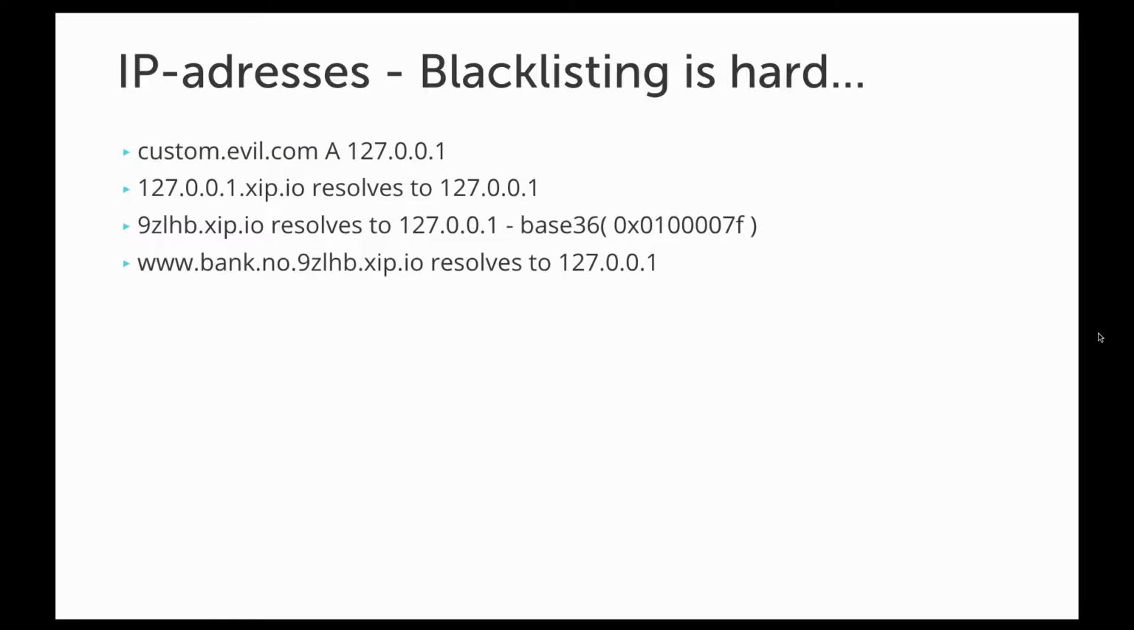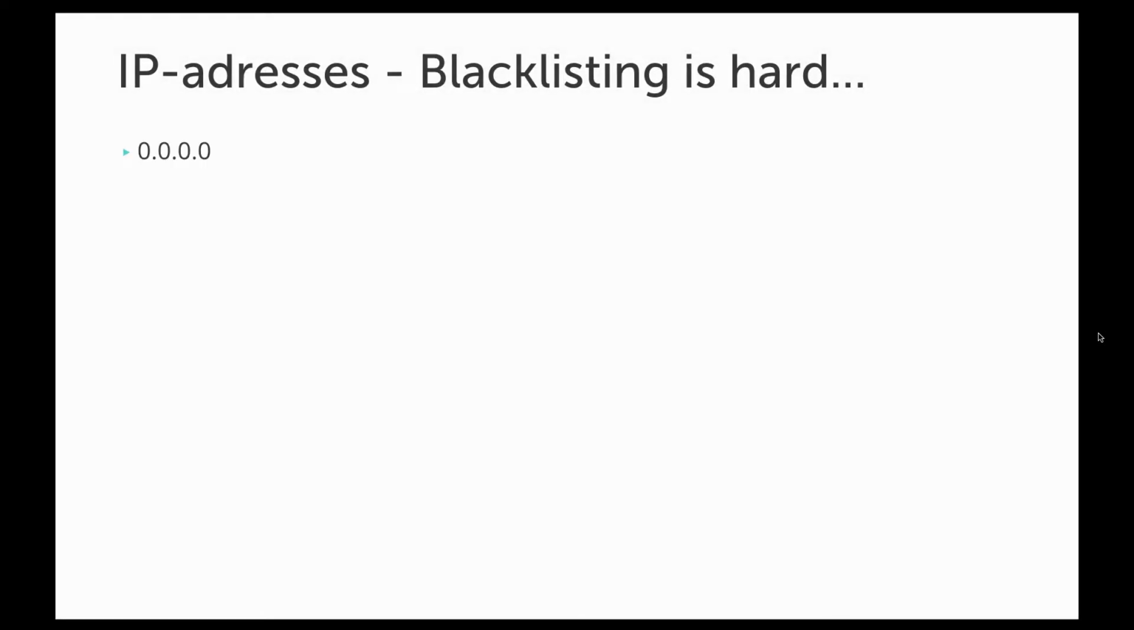And then, we forgot about a couple of things earlier because 0.0.0.0, that's all the interfaces. 127 4 times, that's the same as 127.0.0.1. It's a full range. And IPv6. Oh, man.